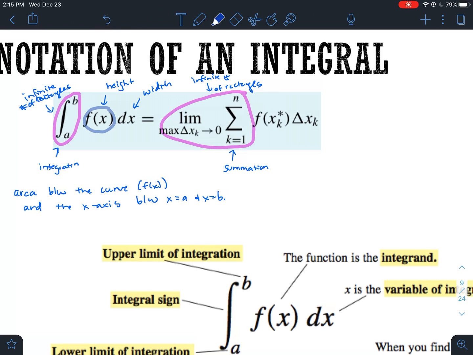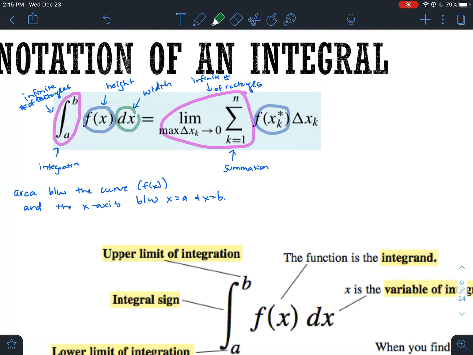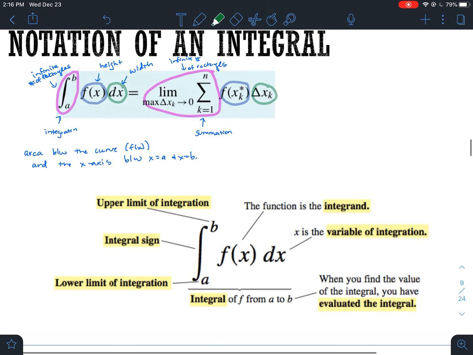So that means we're going to have an infinite number of rectangles, and that's what this means. And then the other two pieces that match up, the f of x is the height of my rectangles, and that is f of each different x value. That's what that represents in the summation notation. And then you have dx, and dx is just a way of writing delta x. And same thing here. That's actually the delta symbol. So those are the pieces that match up between the integration notation and the summation notation.